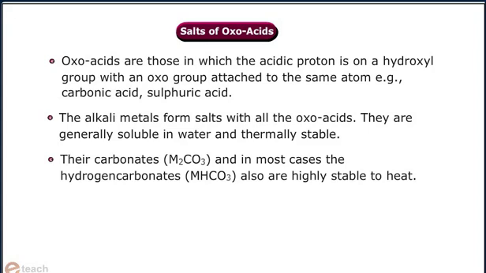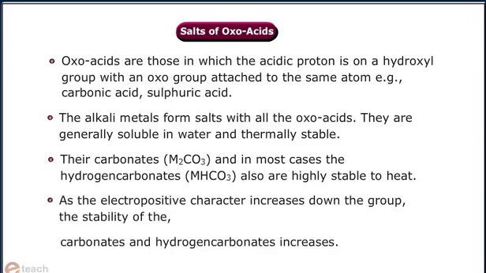Their carbonates can be represented by M2CO3, and in most cases the hydrogen carbonates, MHCO3, are also highly stable to heat. As the electropositive character increases down the group, the stability of the carbonates and hydrogen carbonates increases.